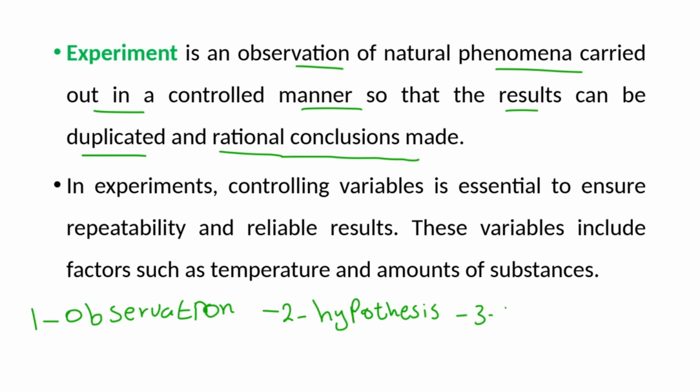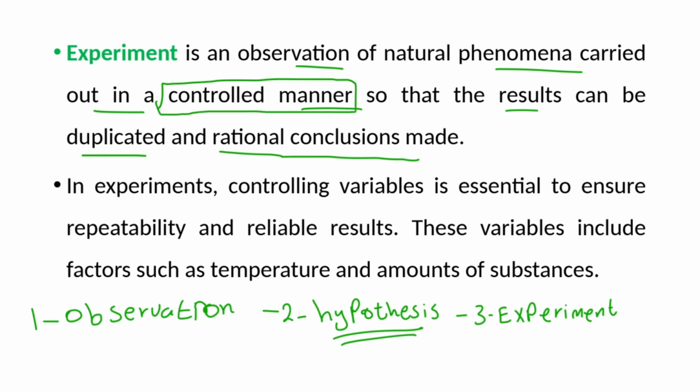Then the third step, which is experiment. So basically, we did an experiment in order to test the hypothesis we've made in the previous step. Now this experiment will be done in a controlled manner, so there are some variables we need to control in order to do the experiment, and this experiment should be duplicable and should give us a rational conclusion that we can make. The rational conclusion will come from the duplication.